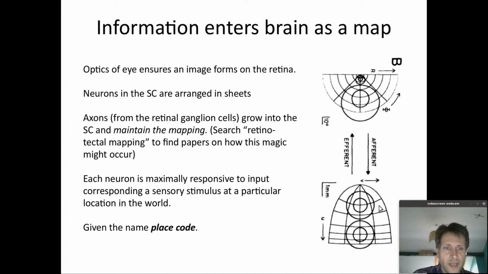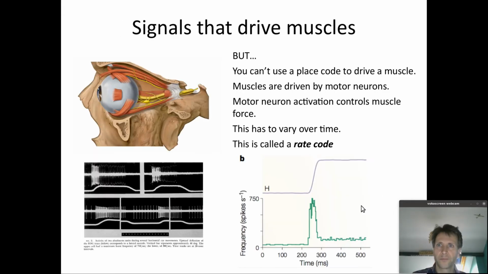Okay, so this idea that if you have activity at a certain location on the superior colliculus map, then you've got activity in a certain place in the world, we give that name a place code. So essentially, just some activity in a particular location means the stimulus was at a certain location in the world. So there's a place code.